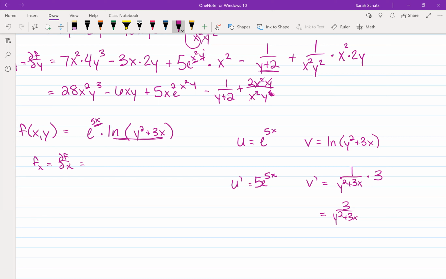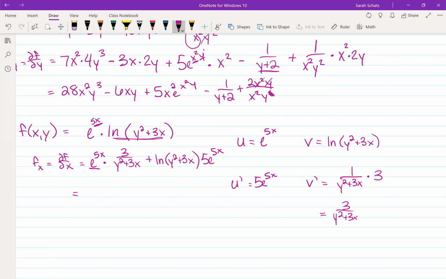All right, so let's put it all together. You guys, we have u times the derivative of v, so 3 over y squared plus 3x, plus v, which is natural log y squared plus 3x, times the derivative of u, which is 5e to the 5x. So there's not a lot of simplification here that you could do. Well, you could do a lot of things, but nothing that's going to make it look a lot better.